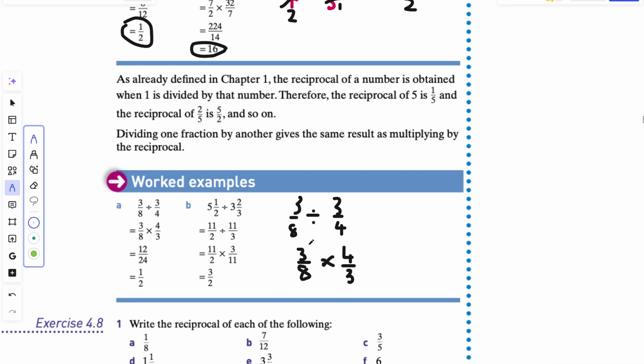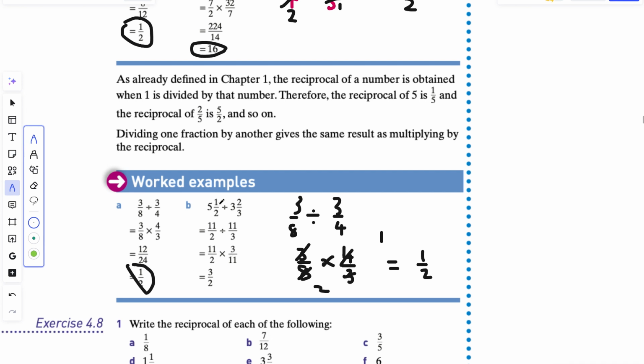Then you can now see that this 3 will cancel this 3. And then 4 divided by 4, I will get 1 here. And 8 divided by 4, I will get 2. So my answer will be 1 all over 2. Is that okay? When you do this division, you get this 1 over 2.